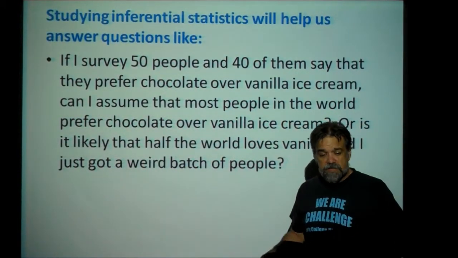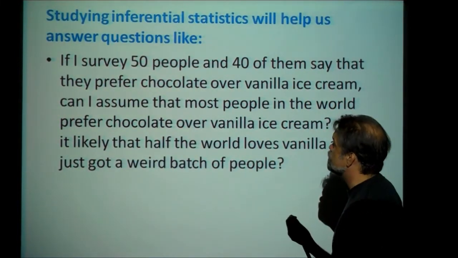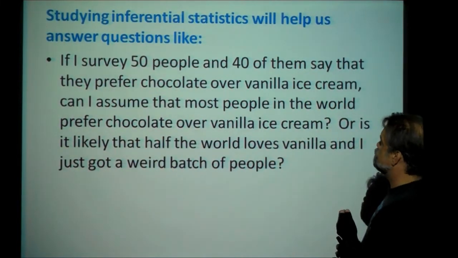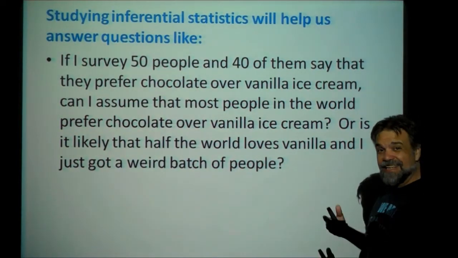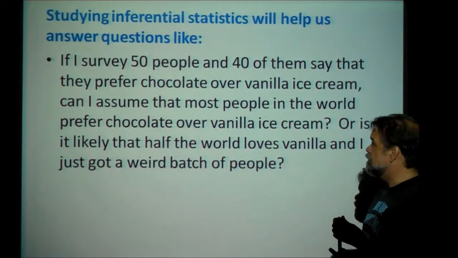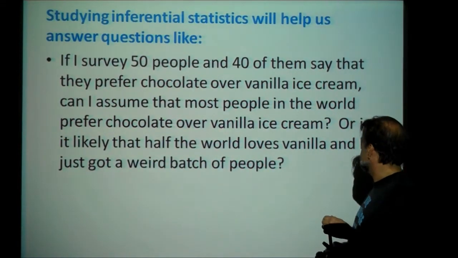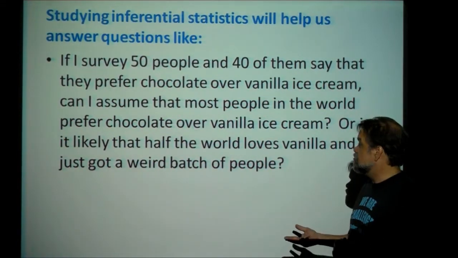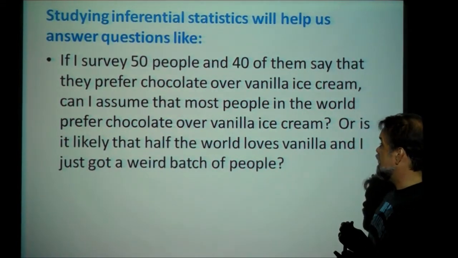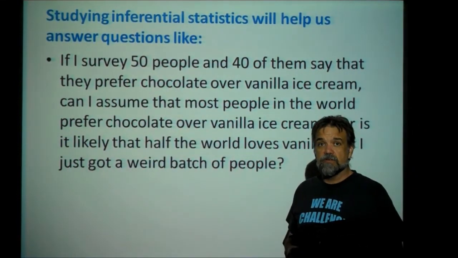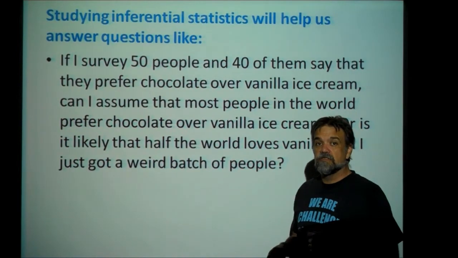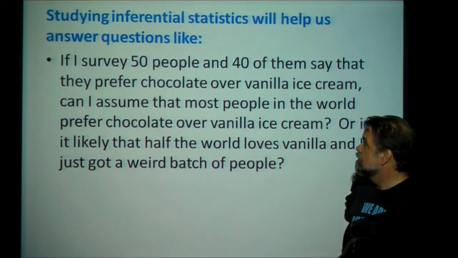So when you're studying inferential statistics, you get to answer questions like, if I survey 50 people and 40 of them say that they prefer chocolate over vanilla ice cream, can I really assume that most people in the world prefer chocolate over vanilla ice cream? Or, possibly, is it likely that half the world loves vanilla and I just got a weird batch of people? I don't know. This is why you study statistics. You can actually answer that question.